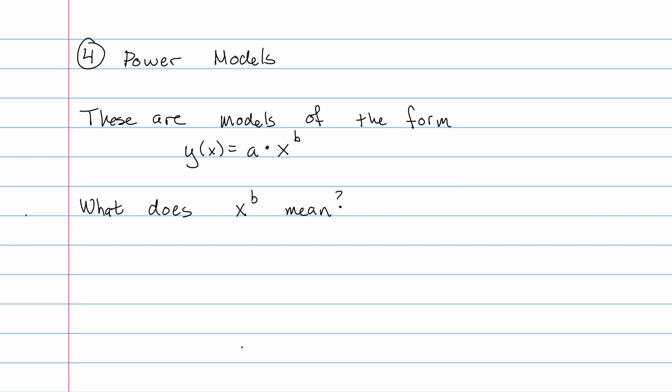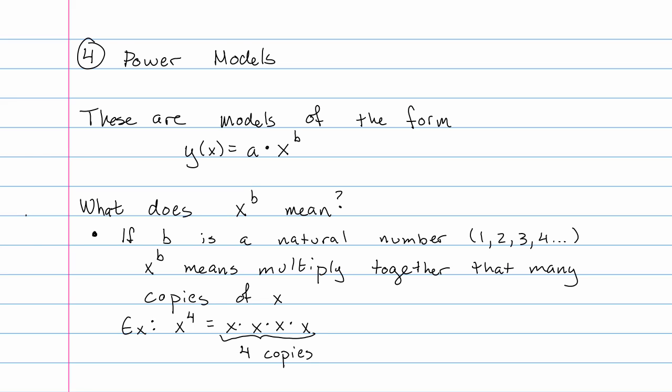We know what x to the b power means when b is a positive integer, right? A counting number 1, 2, 3, 4. So x to the 4th means multiply together 4 copies of x. X to the 29th means multiply together 29 copies of x. Whatever it is we're multiplying by, we multiply together that many copies. Okay, what if b is a fraction?